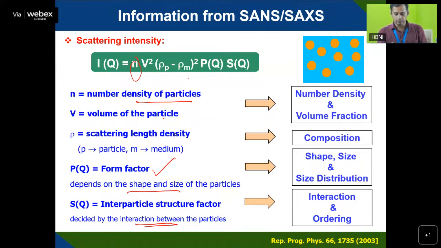Then you'll see here the information you will get. From N, you will get the number density and the volume fraction, and from this you will also get information about composition. From the form factor P(Q) you will get shape, size, and how the size is distributed, and from interaction and ordering you will get information from the interparticle structure factor S(Q). So mainly P(Q) and S(Q) are the two parameters here. You can get both shape and size distribution from the form factor P(Q), and interaction and ordering from S(Q). That information you will get.